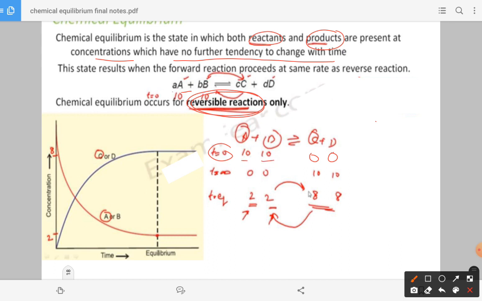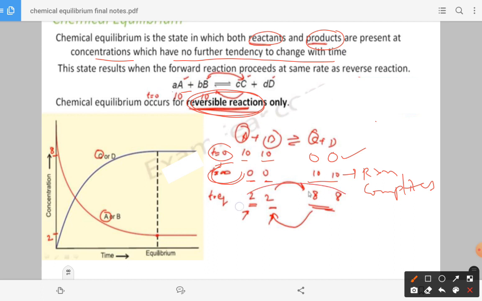After some time, I am taking some time x. Sorry, this is infinite time. Infinite time means the reaction is completed. At that time A is 0 moles, B is 0 moles, and C and D are 10 moles, which indicates the reaction is completed. So here the reaction is started, and here the reaction is completed.